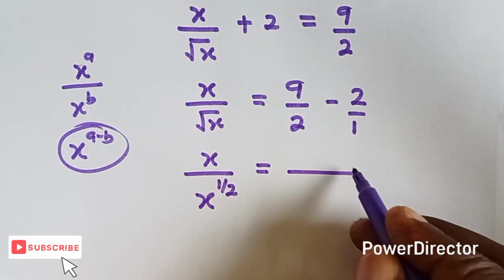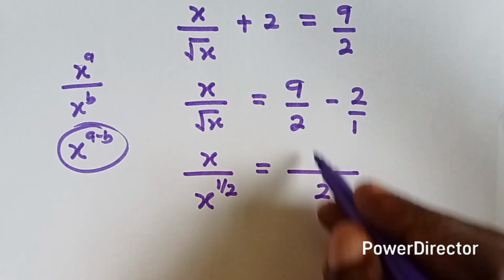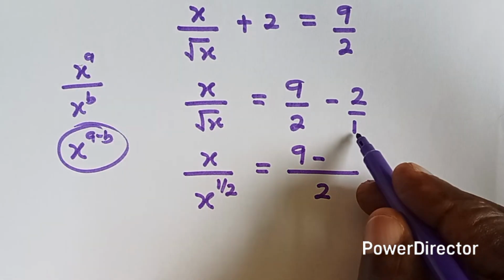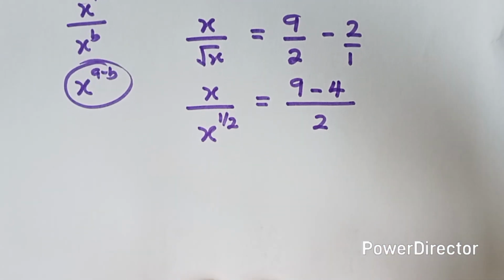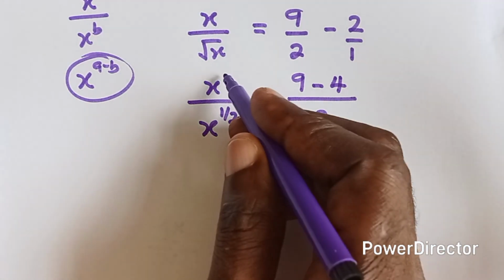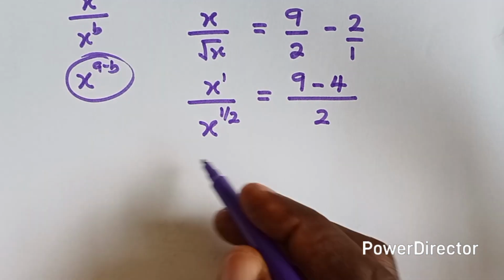Then from here we can find the LCM, which is 2. How many 2 can we see in 2? It is 1. 1 times 9. Then how many 1 can we see in 2? It is 2. 2 times 2 is 4. Then x is the same thing as x raised to power 1. Then we can apply that law of exponents.